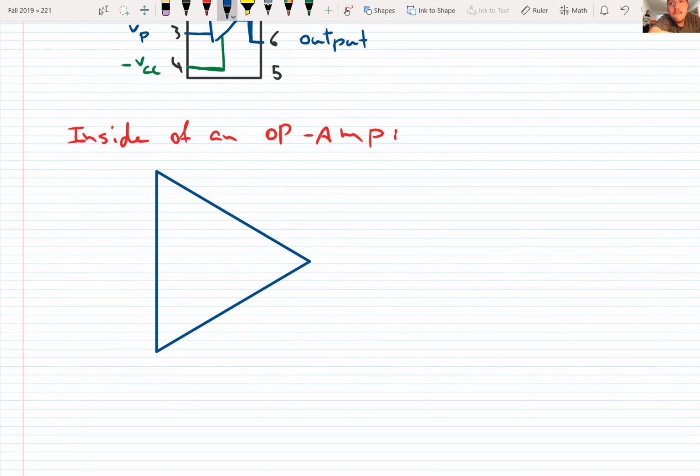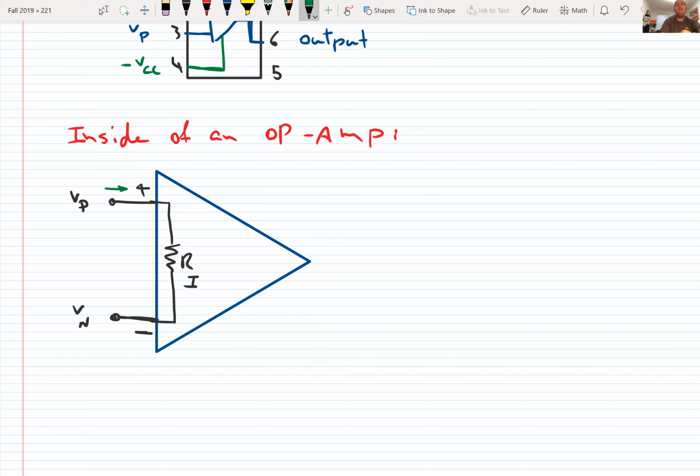This is an OpAmp, and we have inputs and outputs. Here we have Vp, plus, and here we have Vn, minus. These Vp and Vn at the input are connected together through a resistor. Here is the resistor called Ri. So by the way, let's just show some currents.